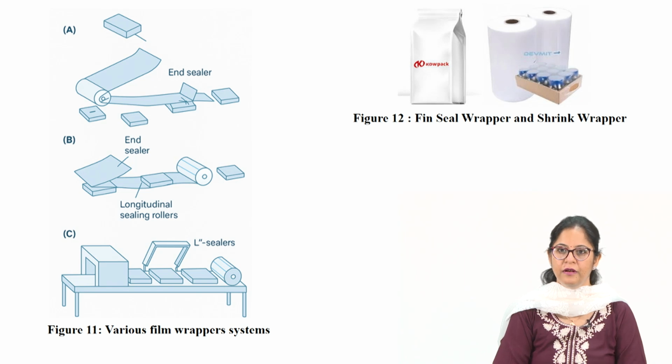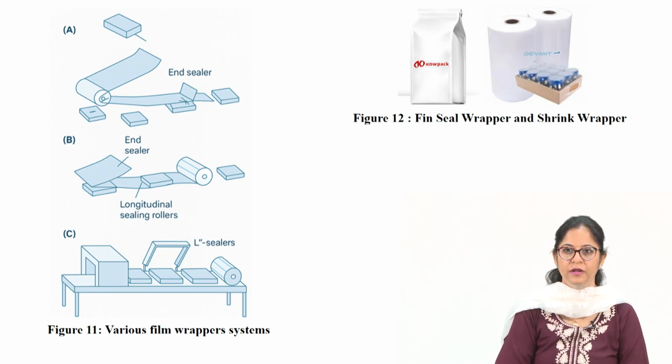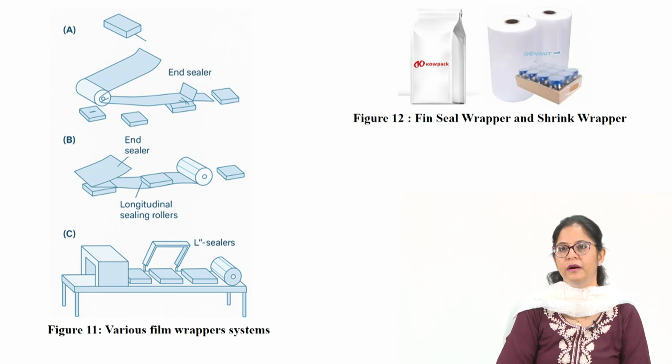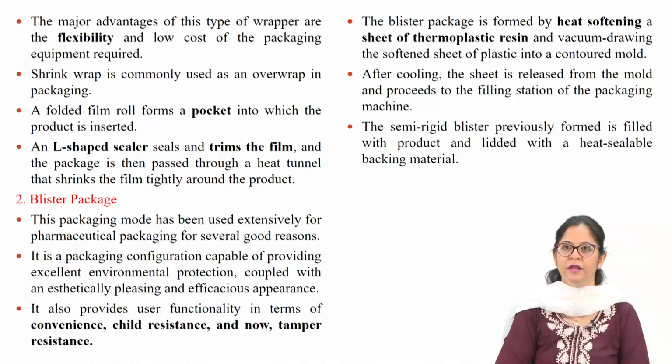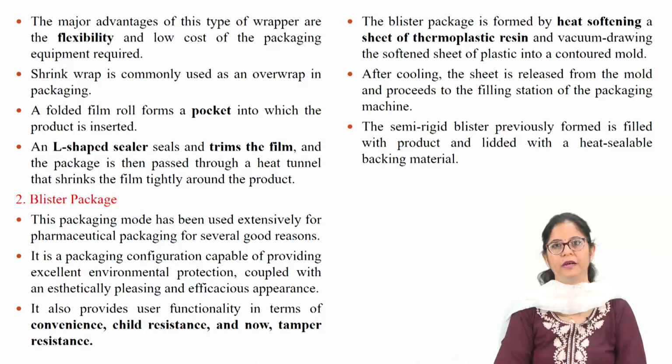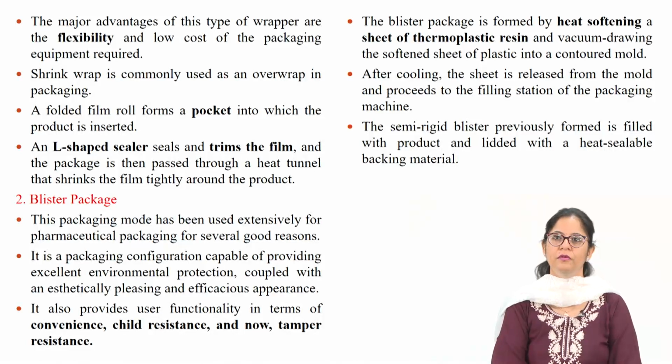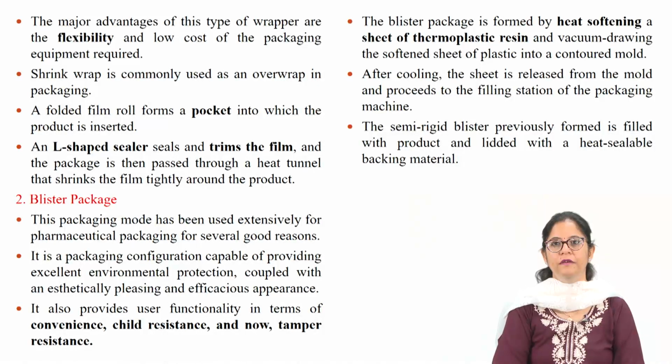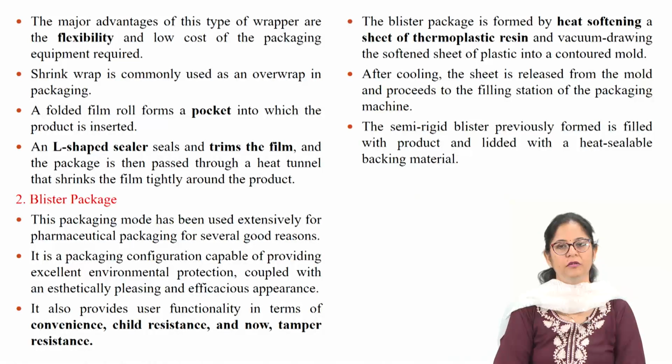So, the various film wrapper systems are there, A, B and C. End sealer is there, then there is longitudinal sealing, rollers are there, and L-shaped sealing is there. Fin seal wrapper and shrink wrapper are shown in figure 12. The major advantage of this type of wrapper is the flexibility and low cost of packaging. Shrink wrap is commonly used as an overwrap in packaging. Folded film rolls form a pocket into which the product is inserted, and the L-shaped sealer trims the film, and the package is then passed through the heat tunnel that shrinks the film tightly around the product.